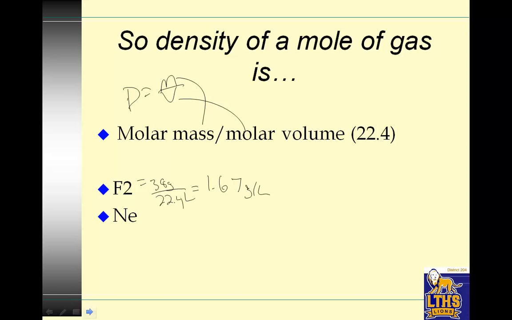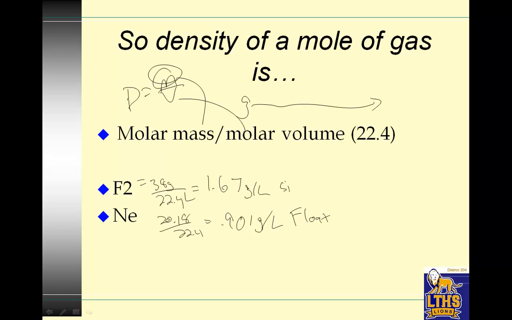Neon, if I go looking for neon, neon is 20.18 over 22.4. So this is nice and easy now. Do you see where I got mass? Where did I get mass from? Well, mass is in grams, and little g means go to the periodic table. So 20.18 divided by 22.4 would be 0.901 grams per liter. Which one would float? Oh, I remember that. Floating. This one sinks. Well, I remember less dense things float, more dense things sink.